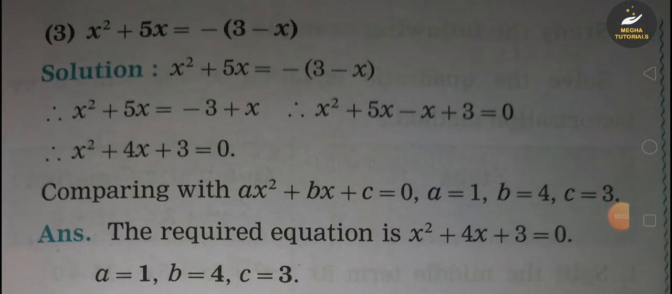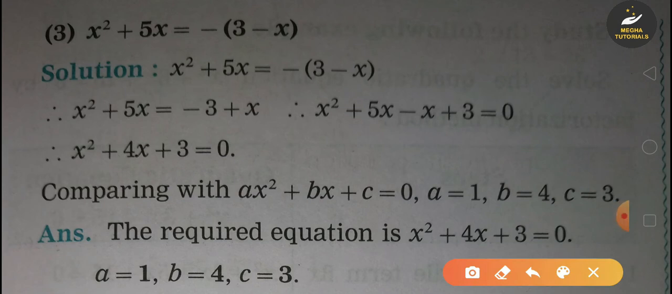Question 3. x square plus 5x is equal to minus in bracket 3 minus x. So first we solve the bracket on the right hand side. So x square plus 5x is equal to minus into 3 is minus 3, and minus into minus x is plus x. So the next step is x square plus 5x is equal to minus 3 plus x.